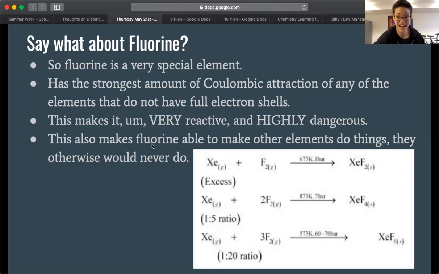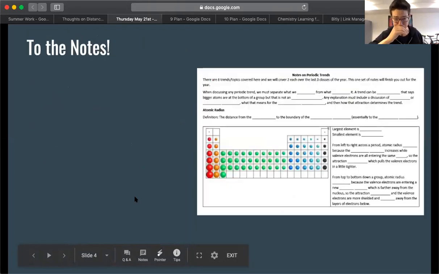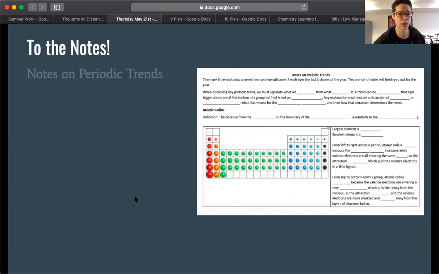So these guys have some very special abilities, all because of that high amount of Coulombic attraction that they have. So our noble gases, it's not that they don't react, because some of them can, but the definition of a noble gas is not that it doesn't react, it's that it has a full energy shell. So that definition ended up kind of having to change in the 60s because of fluorine and her special abilities. So we're going to go to the notes today.